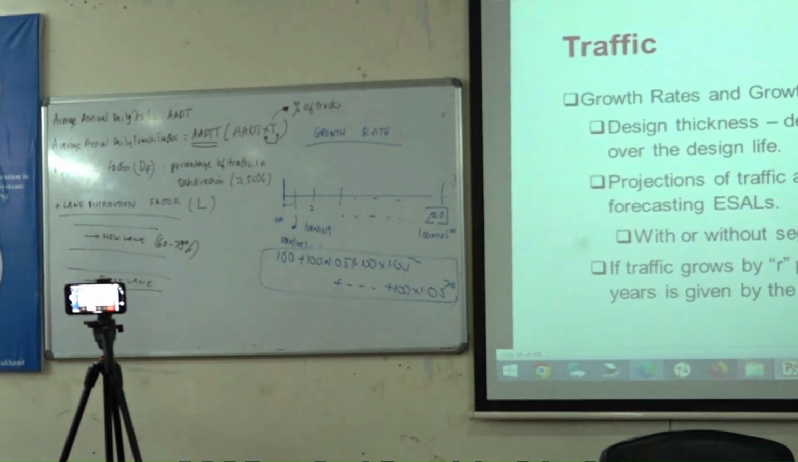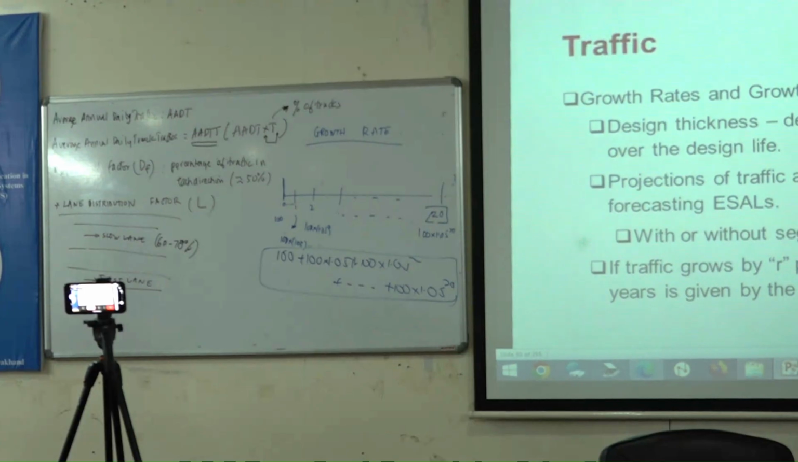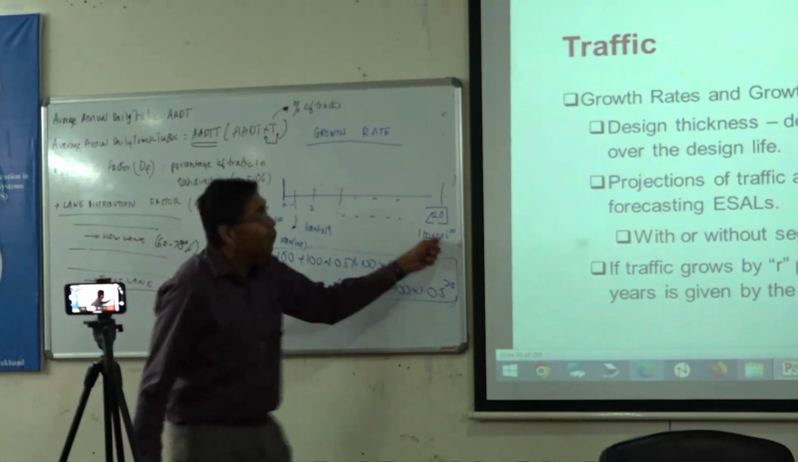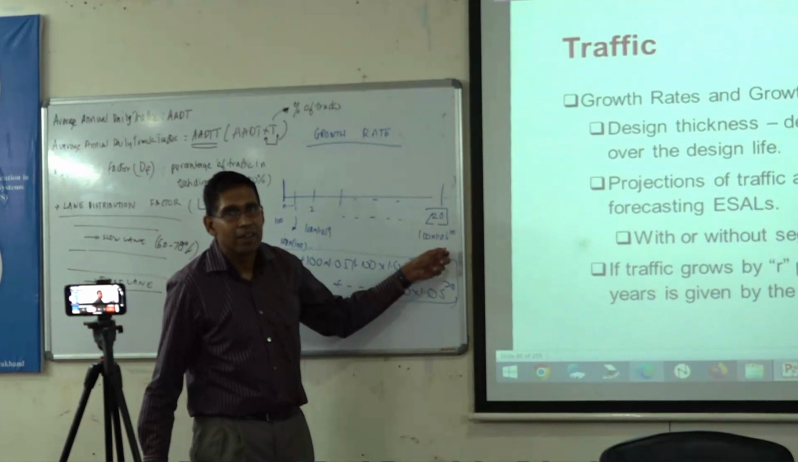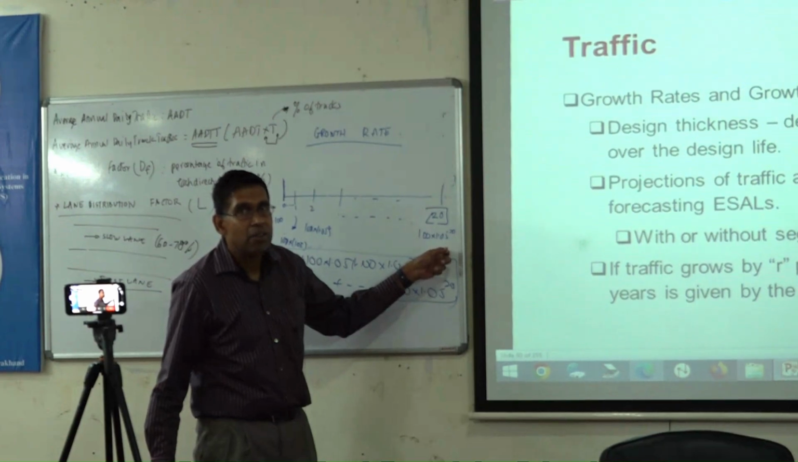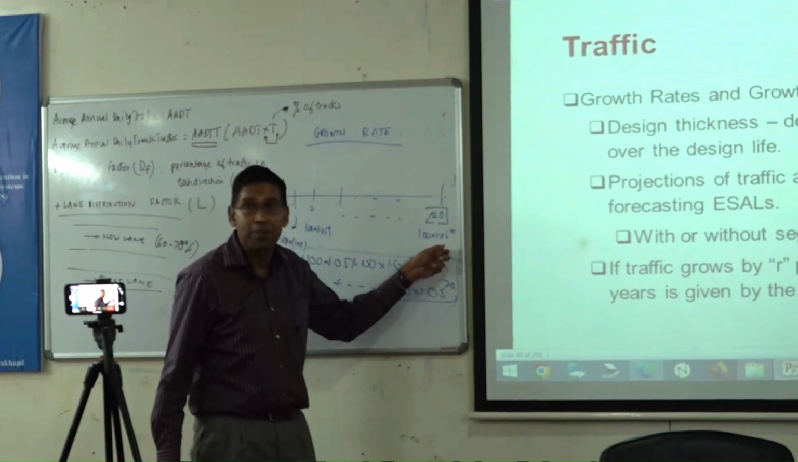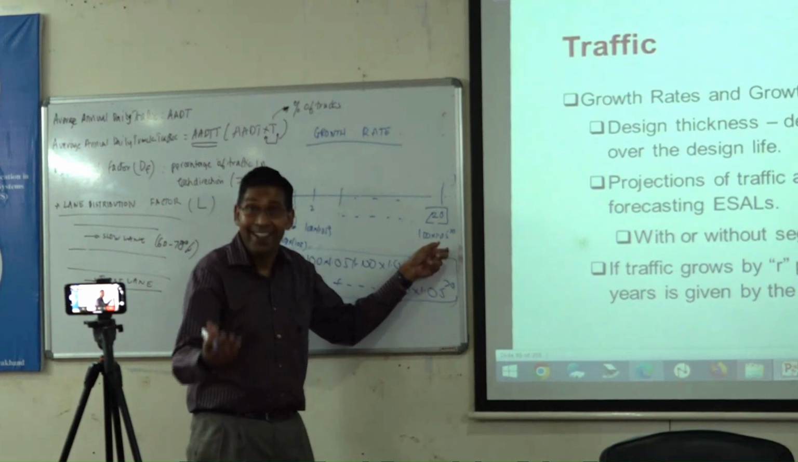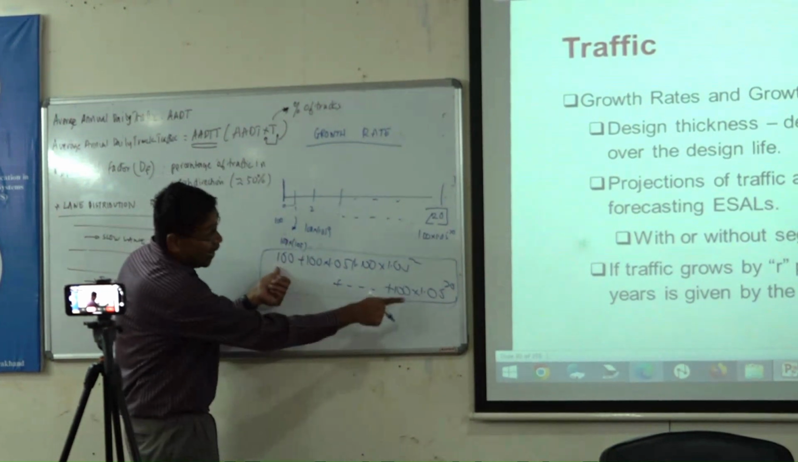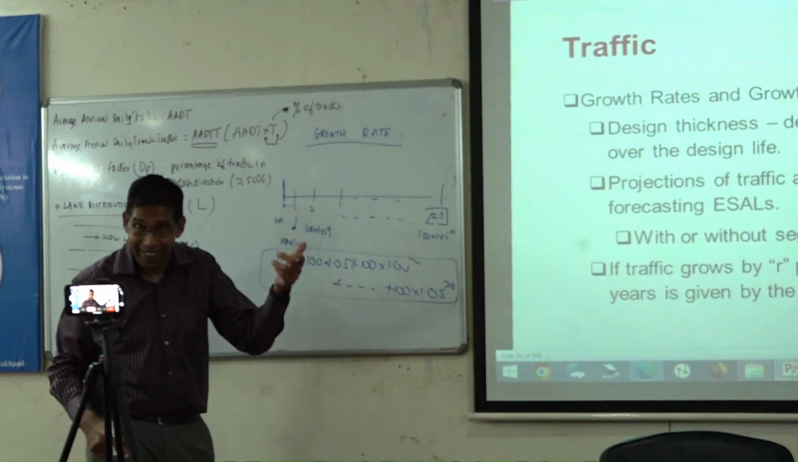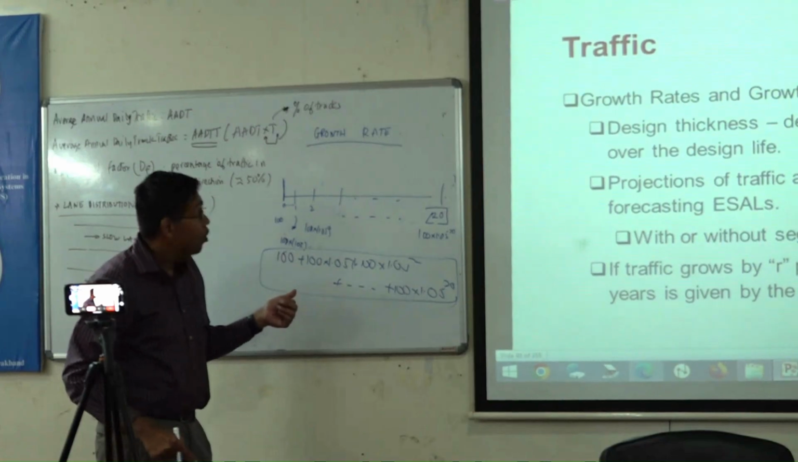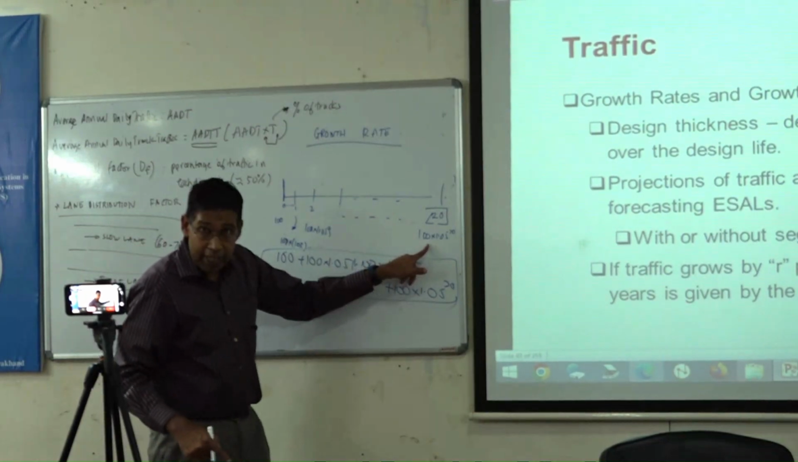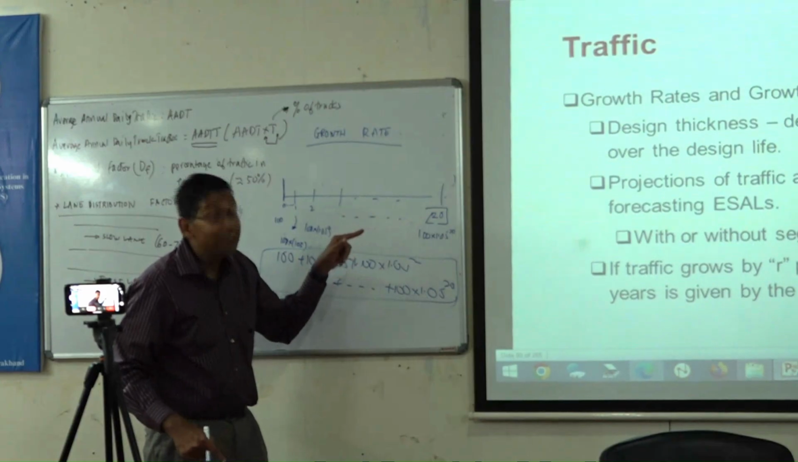My roadway has to last full 20 years, right? But if we design for the last year, it will automatically cover. But this is only coming the last year. At the 20th year, the traffic will be almost double. More than double. Many times, yes, you are correct. At the first year it is 100, at the 20th year it will be almost around 400 vehicles. Only the last year, right?